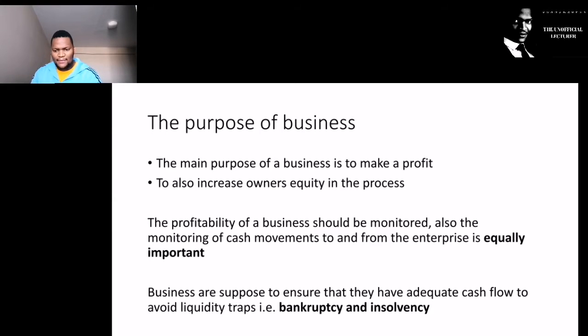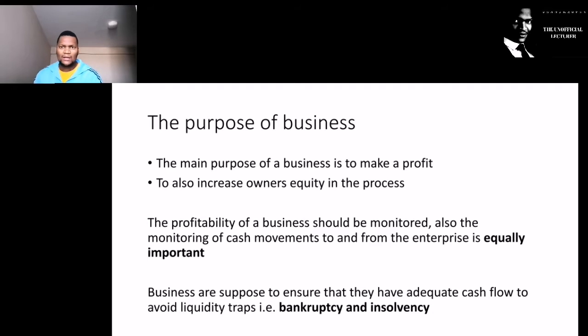Now, here we say that the profitability of a business should also be monitored, which is something that people don't really pay attention to. Last time I told you about one of my clients, that lady whose business was operating for more than 3 years without making any profits, but because she didn't have an accounting system that she was using, she was not able to see that her business was not making profit. But when I came in and I did her books for at least a period of 1 year, I was able to notice that she hasn't made any profit at all. So this is what we're talking about.